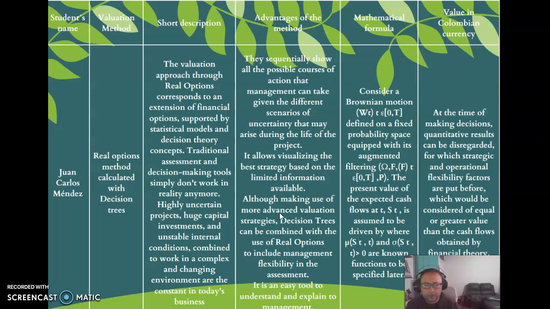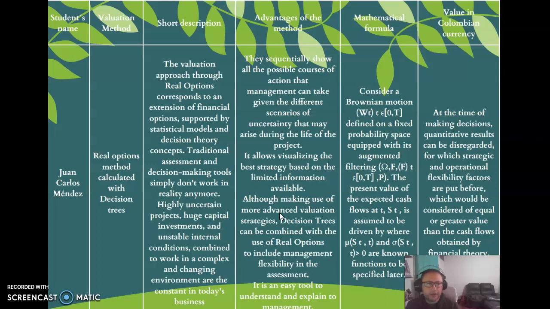Decision trees can be combined with the use of real options to include management flexibility in the assessment. Is it easy to understand and explain to management?